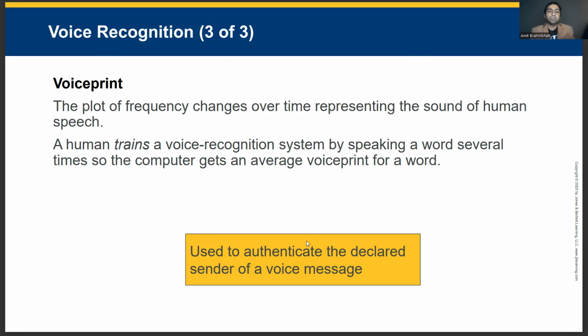Slide 43, Voice Recognition, 3 of 3. This slide introduces the concept of a voice print, a visual representation of frequency changes over time. Voice prints help train speech systems by averaging multiple recordings of the same word. They're also used for voice authentication. This shows how speech recognition requires both pattern matching and training.